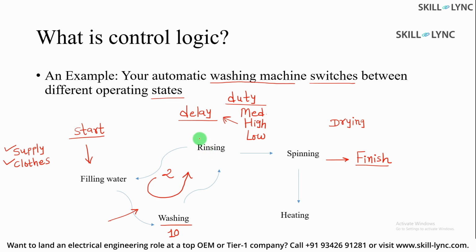And after the rinsing is done for, let's say, 5 minutes, the water will be filled again and the count is going to increase from 1 to 2, and then the spinning and heating will occur for drying purpose. So this is how an automatic washing machine works. If you have observed, the logic behind the operation is divided into the time delays and the different states.